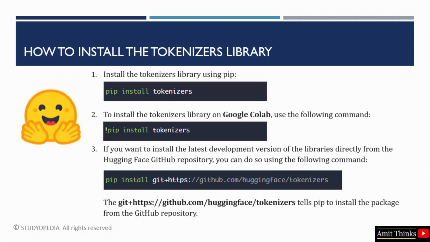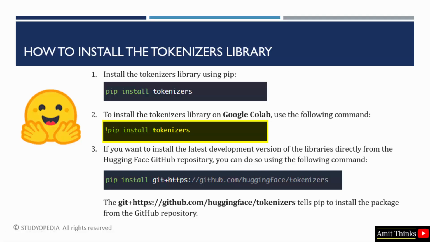Also, the third way, you can tell pip to install the package from the Hugging Face datasets repository. You can also use the third way, that is directly install from the GitHub repository. Type pip space install space git plus the GitHub path to install it. Now let us see how to install Tokenizers library on Google Colab.